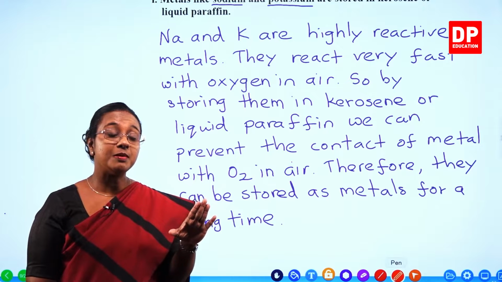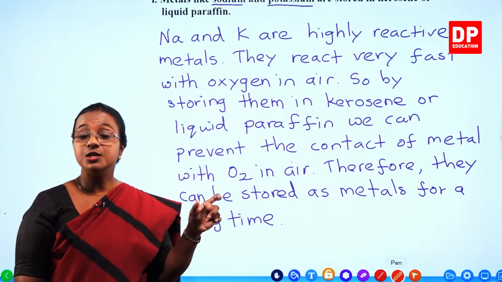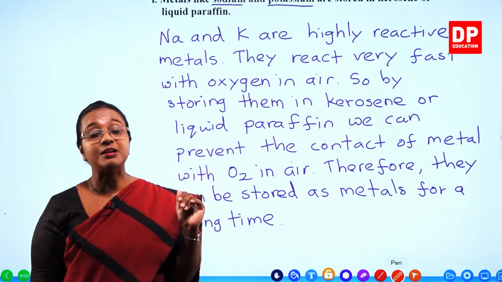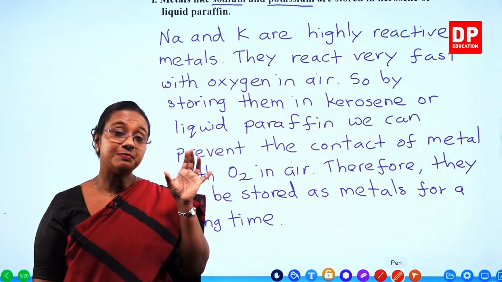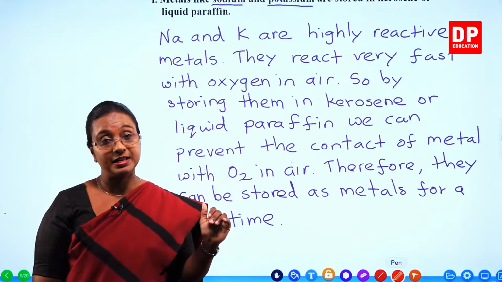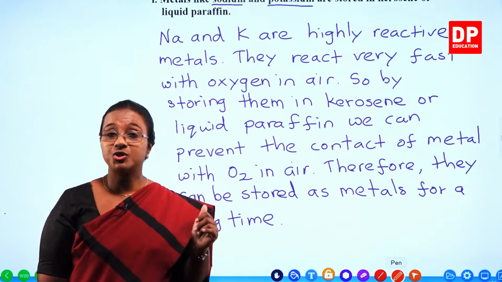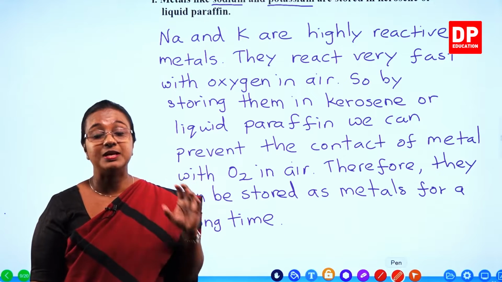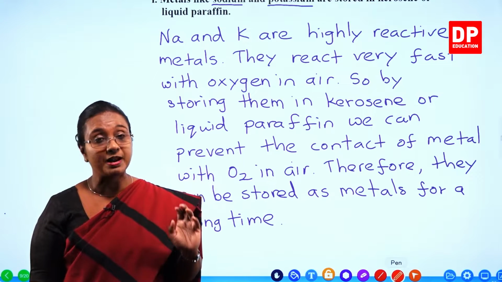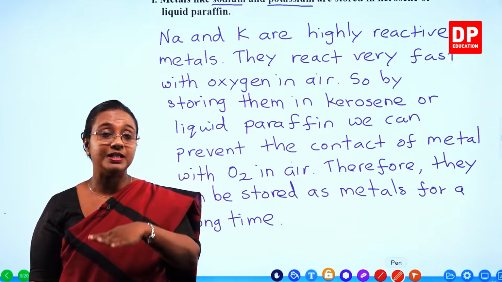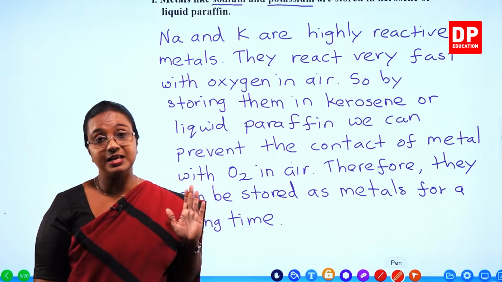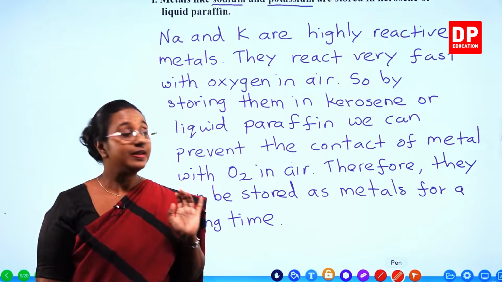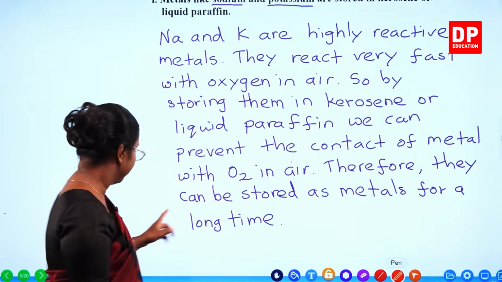And also you can remember, when we store them, we usually use a dark brown color glass bottle so that light does not penetrate that much into it, or else it is a plastic bottle where light cannot penetrate. So that is also another precaution taken when storing these metals. But the main thing is you have to have them inside kerosene or liquid paraffin so that there is no contact between the metal and oxygen in air for both sodium and potassium. So with that, students, I'll move on to the next part.